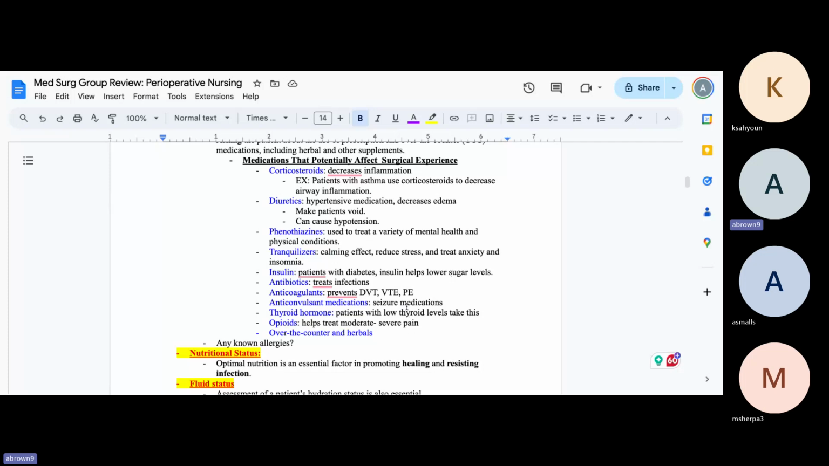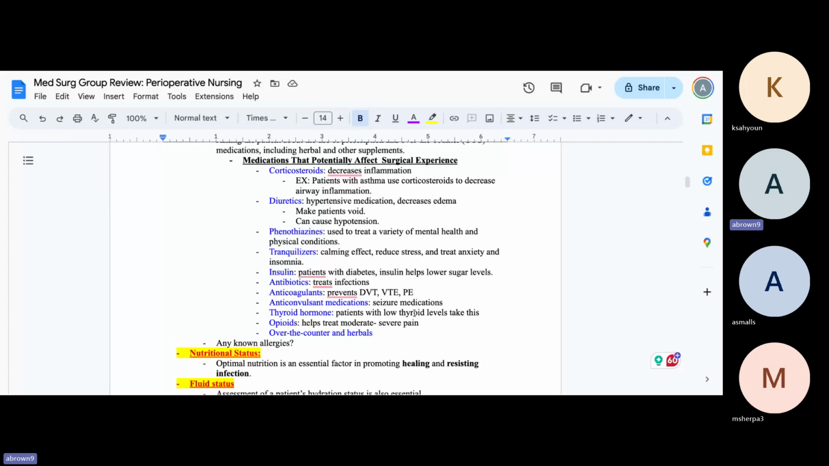Anticonvulsant medications are the seizure medications. Thyroid hormones help patients with low thyroid levels. And then you want to know if they're on opioids. These are medications that help treat moderate to severe pain. And then you want to pay attention to the over-the-counter and herbal medications they may take.